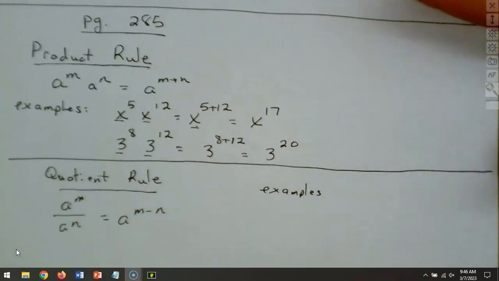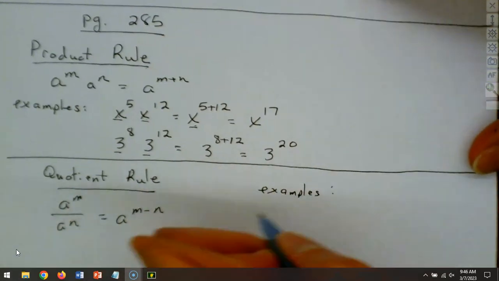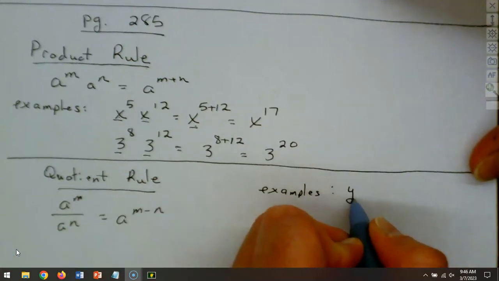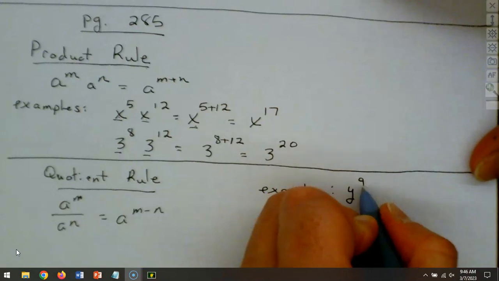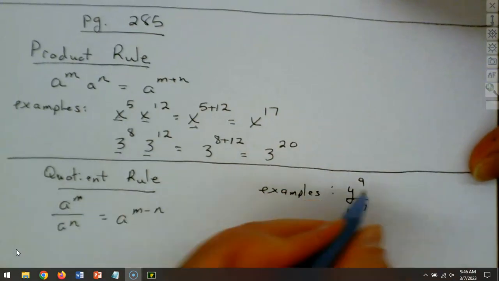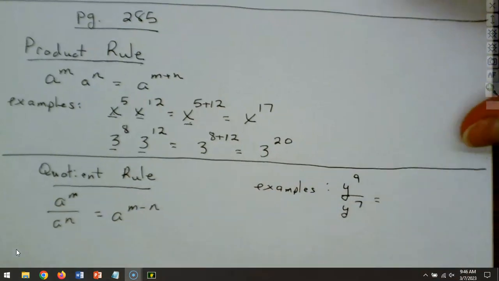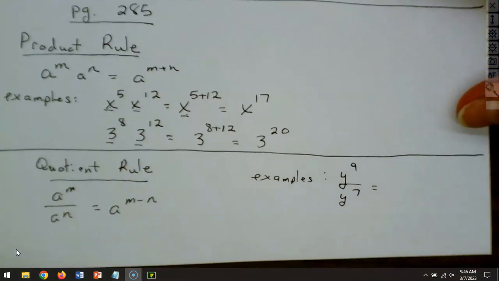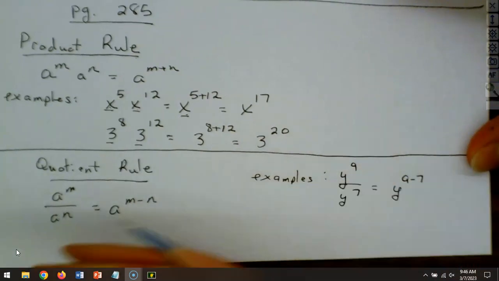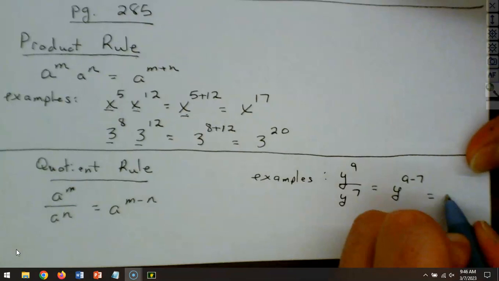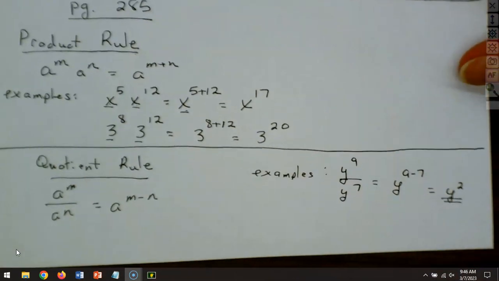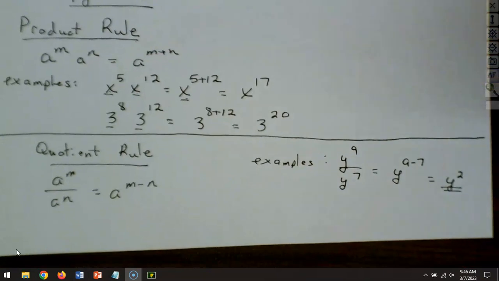This is going to be examples of the quotient rule. We'll do one with variables, and then we'll do one with numbers. So how about y to the 9th over y to the 7th? What would we do here? This is the quotient rule. We are dividing. When we divide, we subtract. And that's 9 minus 7. So that comes out to be then y what? Squared. Okay? So when you divide, the exponents then subtract.